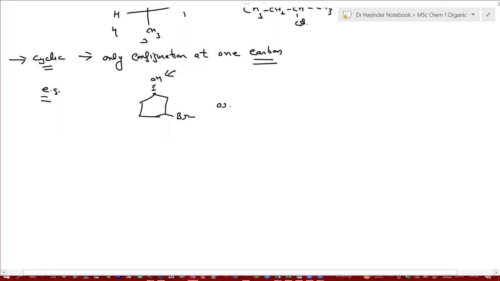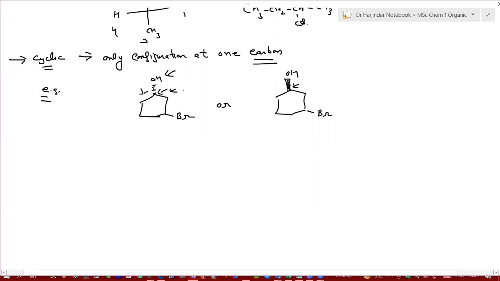Or suppose you have it like this. Now what is the configuration over this carbon? What is the fourth group? The fourth group attached over this carbon is hydrogen. It gets understood that it is hydrogen. So what will you do? You will take hydrogen above the plane, or below the plane, or you will take these bonds above the plane or below the plane.